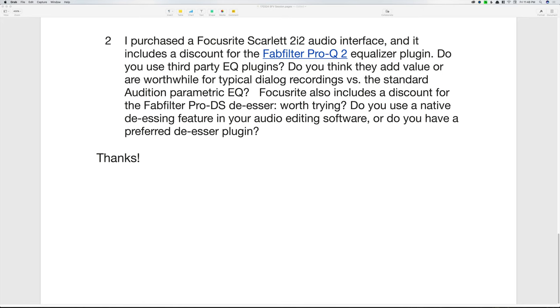All right, second question from Steve. I purchased a Focusrite Scarlett 2i2 audio interface, and it includes a discount for the FabFilter Pro Q2, an equalizer plugin. Do you use third-party EQ plugins? Do you think they add value or are worthwhile for typical dialogue recordings versus the standard Audition parametric EQ? Let's talk about that one first.